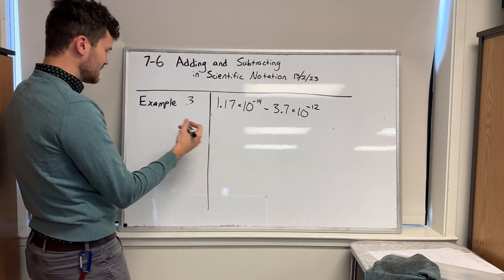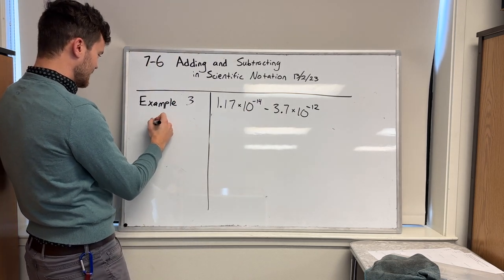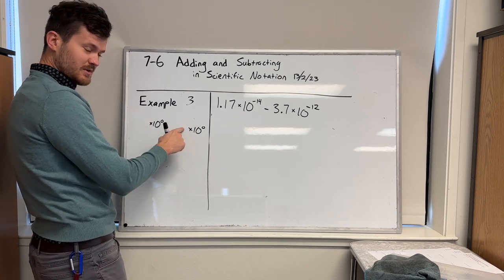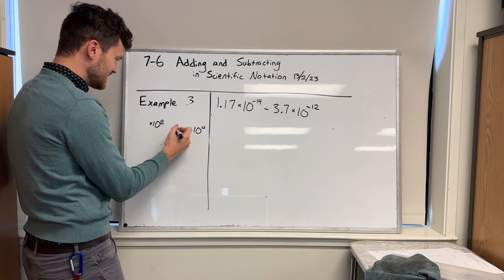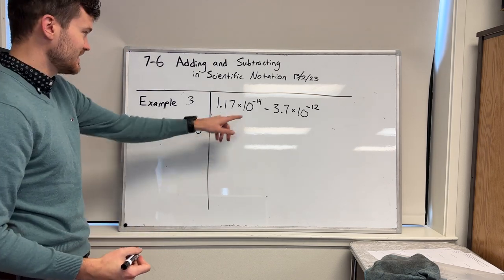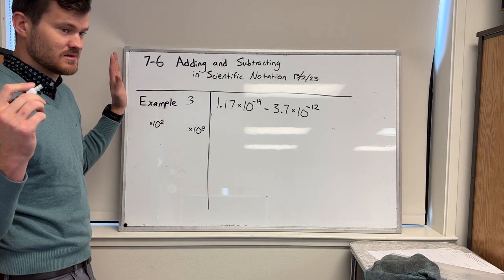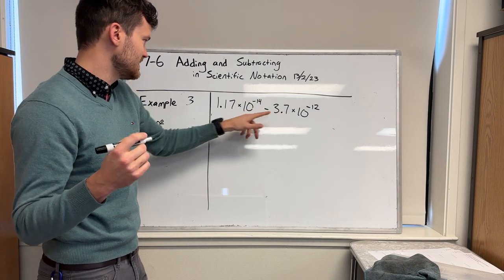Remember when we had standard notation, we were doing something like times 10 to the power of 0 and times 10 to the power of 0, and then I have a number and a number and I could just subtract them, because these had the same power. If I get these to be the same power, then I can just subtract them and call it good. So is there a way that I could get one of these to the same power?